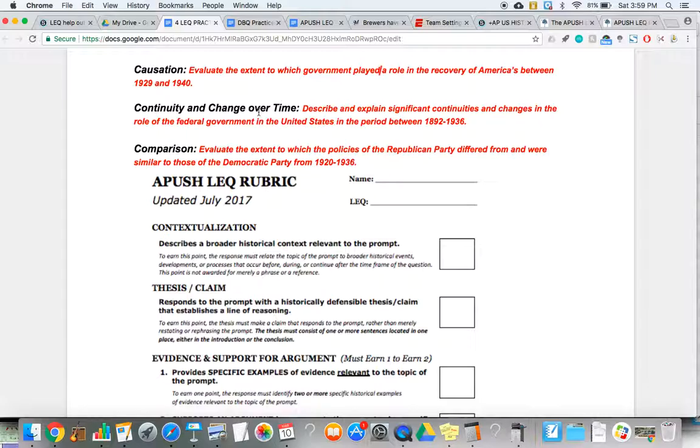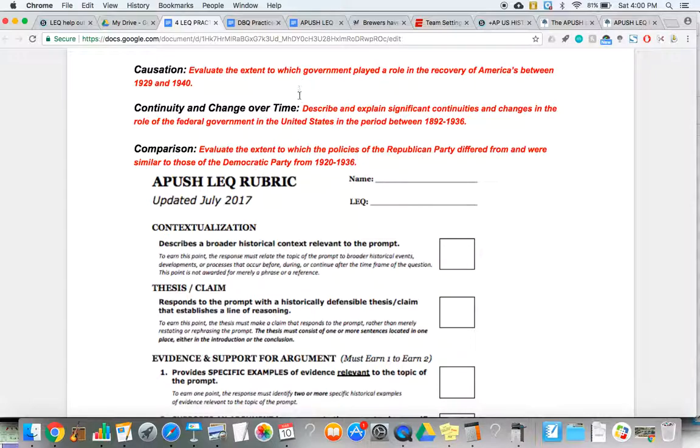Continuity and change over time. Describe and explain significant continuities and changes in the role of the federal government in the U.S. between 1892 and 1936. And then comparison. Evaluate the extent to which the Republican Party differed from and was similar to the Democratic Party from 1920 to 1936. So we're seeing the comparison between the Republicans and the Democrats right there.